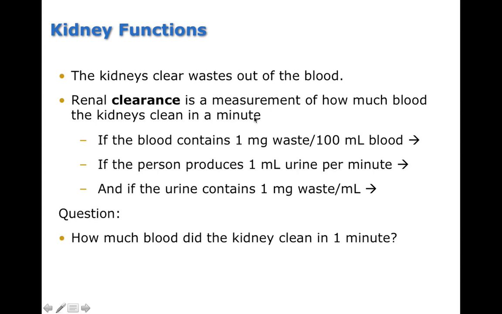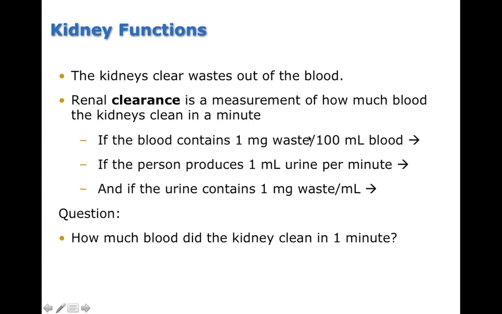There are different ways to measure renal clearance, but ultimately it boils down to how much of a substance is cleared by the kidneys in any given moment of time. So if blood contains 1 milligram of waste per 100 ml of blood, and the person produces 1 ml of urine per minute, and if that urine contains 1 milligram of waste per ml, you might wonder, well, then what's their glomerular filtration rate, right? Well, let's think about this.